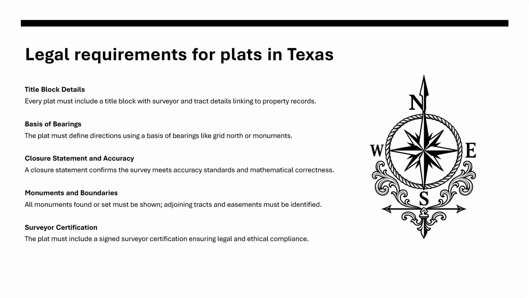Second, the plat must have a basis of bearings. This is not optional. The basis of bearings tells the reader how directions on the plat are defined. It might be grid north, it might be true north, or it might be a bearing between two monuments. Without a basis of bearings, directions become meaningless.